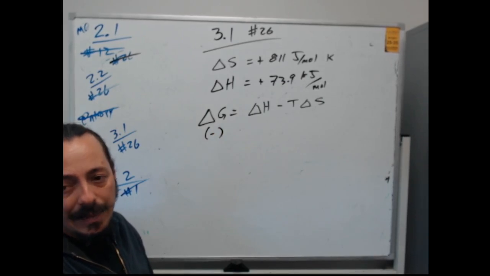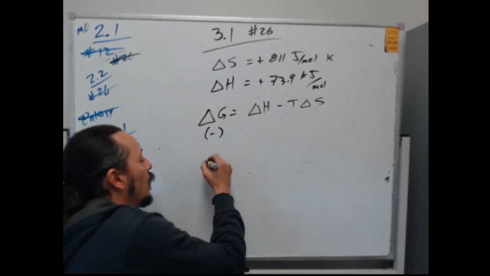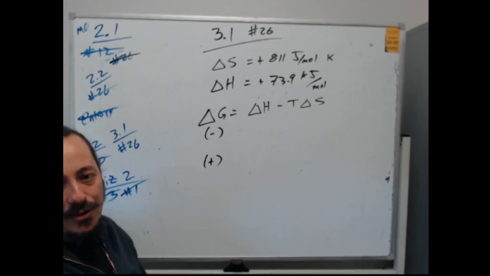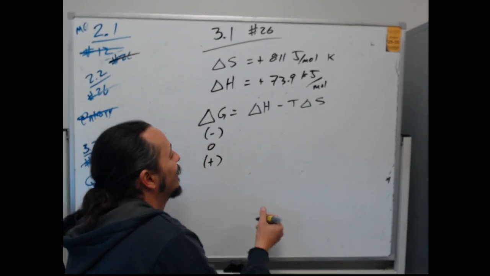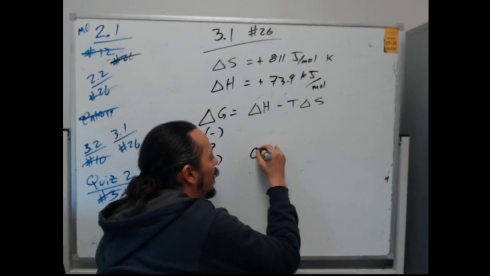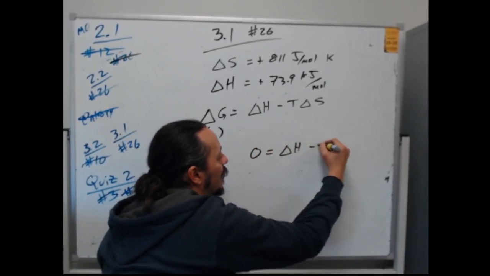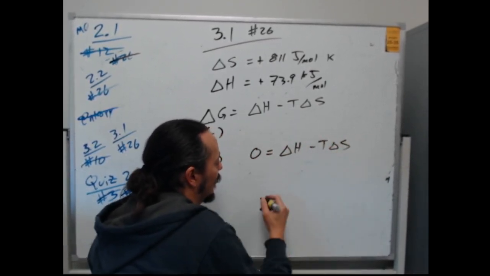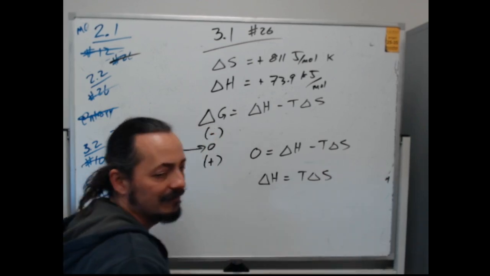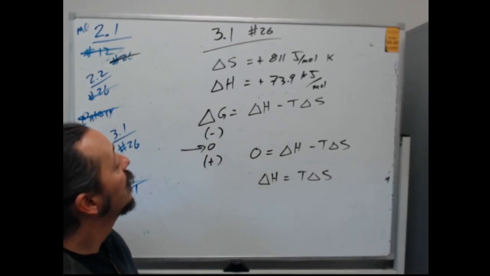What delta G favors reactants? Positive. What delta G would be changing that? Zero. So we want to do this one, when delta G is equal to 0. So we have 0 equals delta H minus T delta S. We just get delta H equals T delta S. And now we solve.